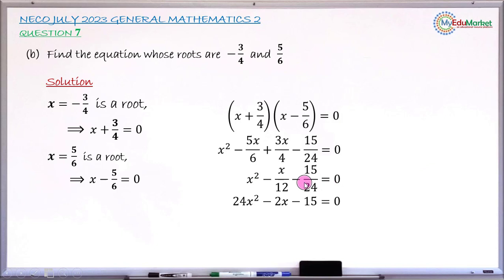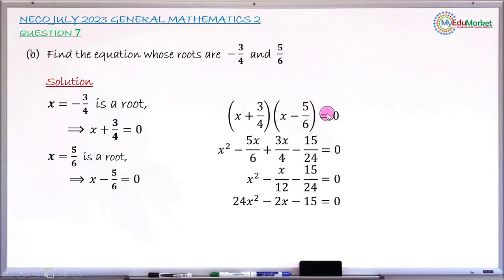So clearing the fraction here, you now have 24x squared minus 2x minus 15 equals 0. The LCM of this 12 and this 24 is 24. So multiplying each and every term by 24 is what gives us this. That is, we have cleared the fraction. And this will now be the quadratic equation that has minus 3 over 4 and 5 over 6 as its roots.